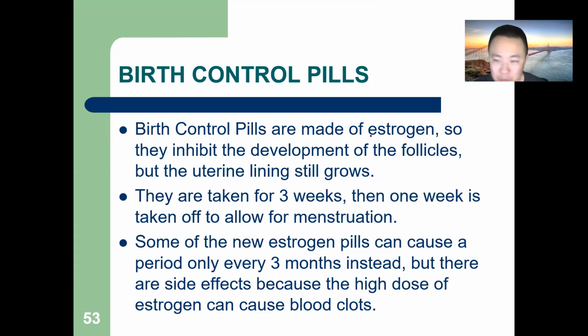Okay, so birth control pills are made of estrogen, so they inhibit the development of the follicles, but the uterine lining continues to grow. And they are typically taken for 3 weeks and then 1 week off to allow for a regular menstruation. Some of the new estrogen pills can cause a period only every 3 months instead, but there are side effects. Once again, blood clots is a side effect of high estrogen.